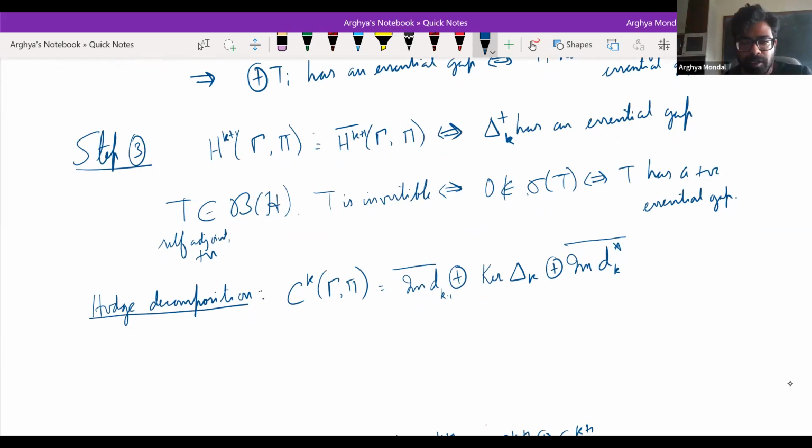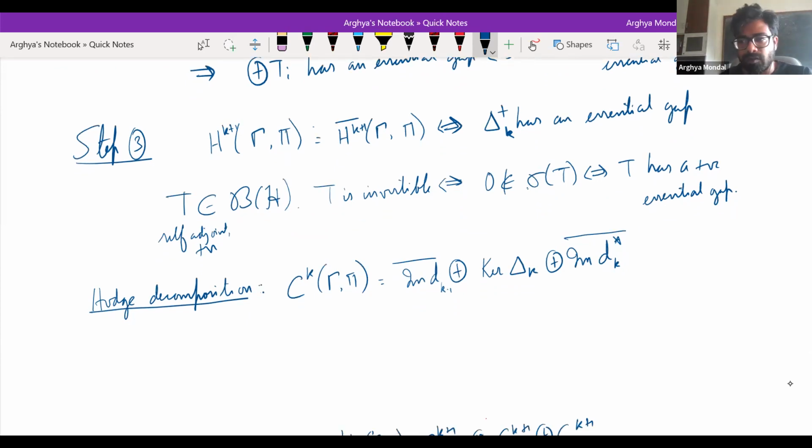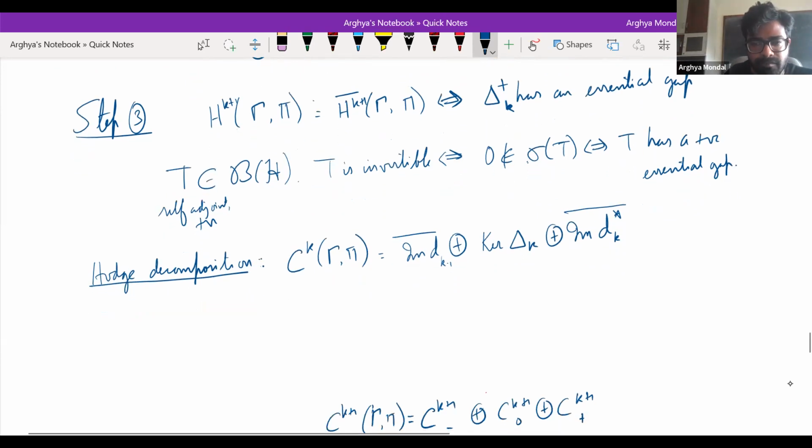So I look at the Hodge decomposition, which is basically just look at the image of the coboundary, look at its closure, and then look at the kernel of the Laplacian. This gives you the Hermitian harmonic forms, and the closure of the image of the adjoint of the coboundary. So let us give these things some name. Let us call it C gamma minus, direct sum C gamma 0, direct sum CK 0 and CK plus.